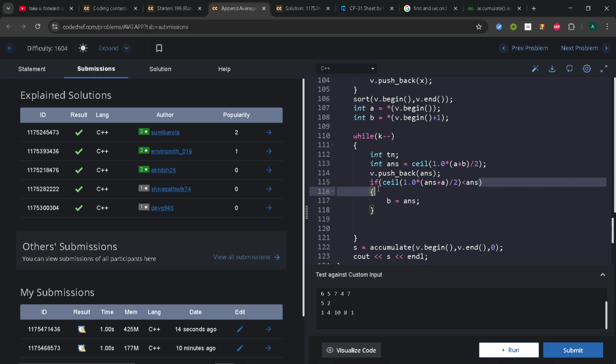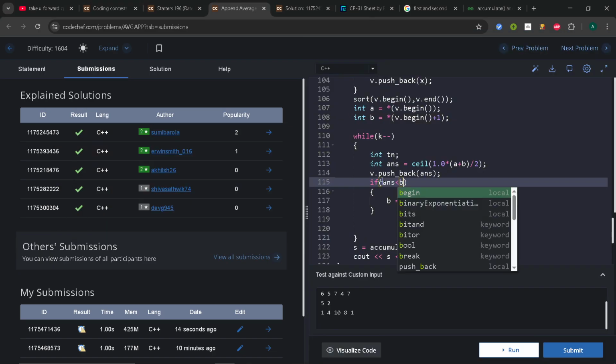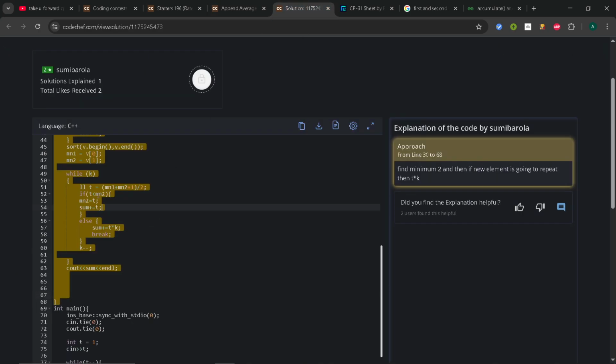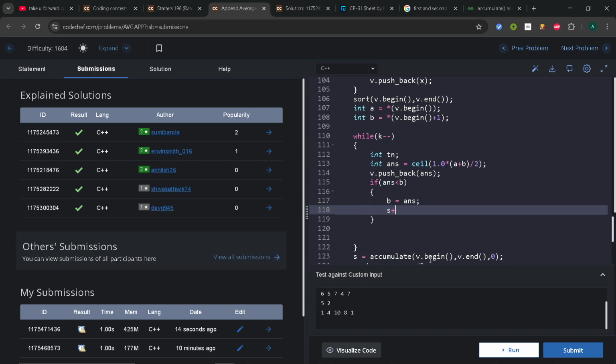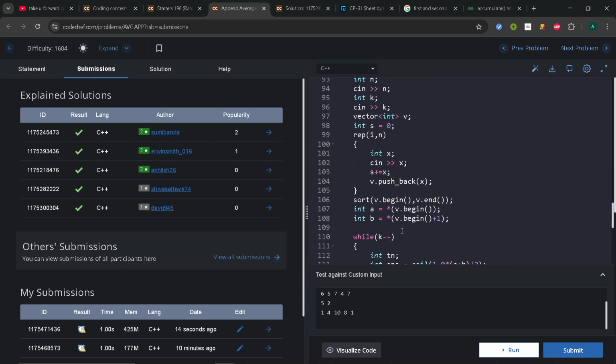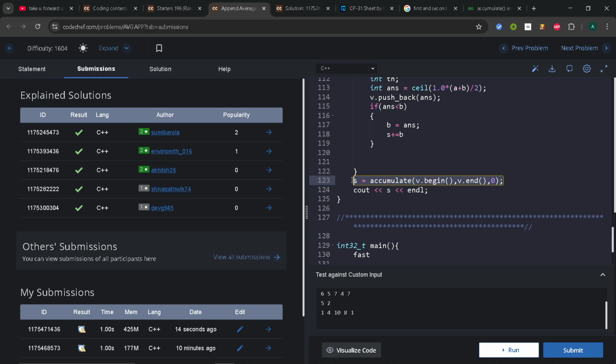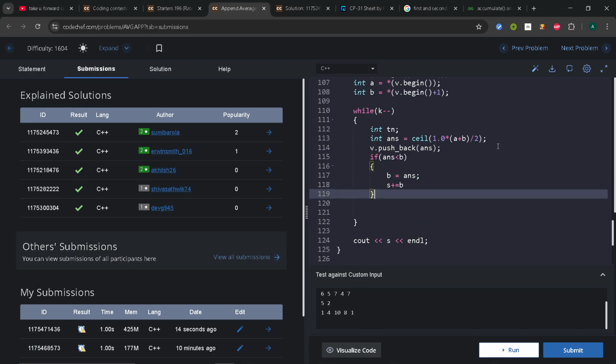What was wrong with my approach is, if answer less than B, then what I will just do is I'll set B as answer. Is it necessary? Yeah, it was necessary. And I'll just append S plus equal to B. I'll just leave this accumulate thing. I don't need it anymore. And I'll set answer as A plus B plus 1 divided by 2, because it doesn't matter for me.